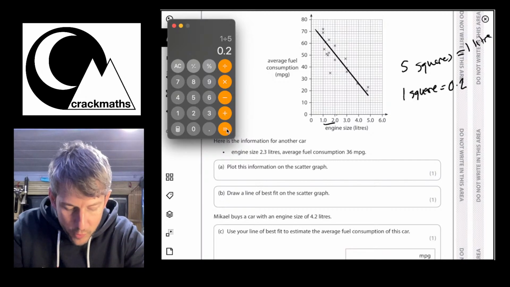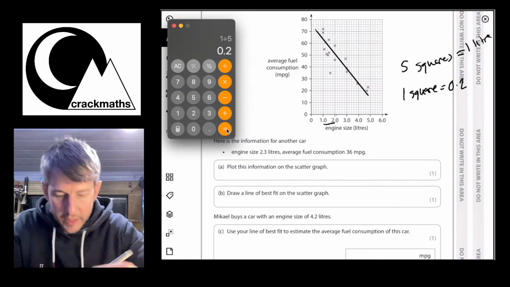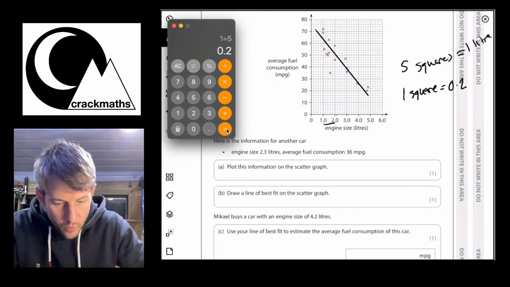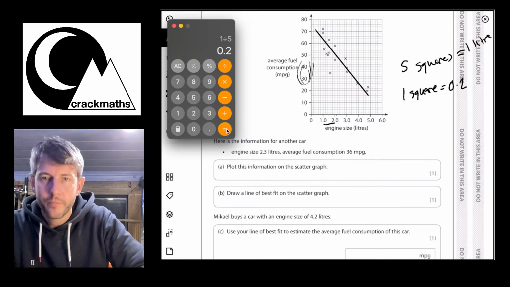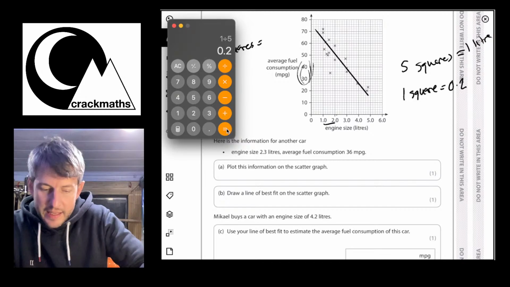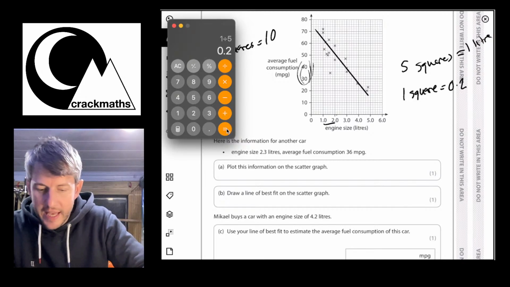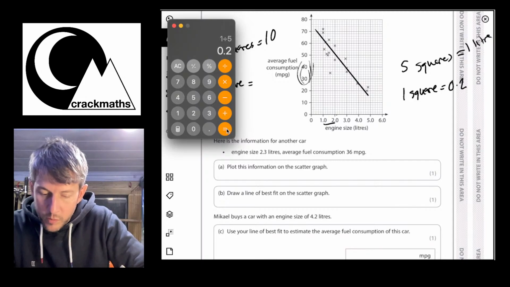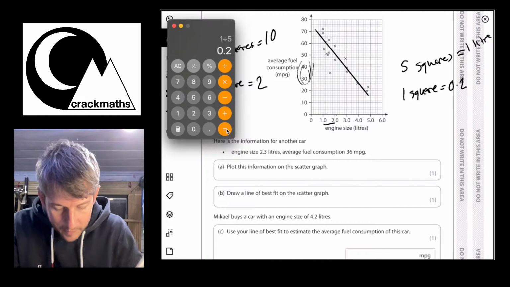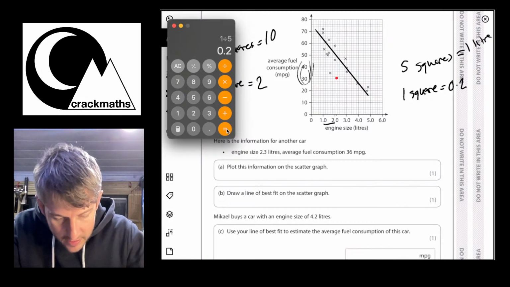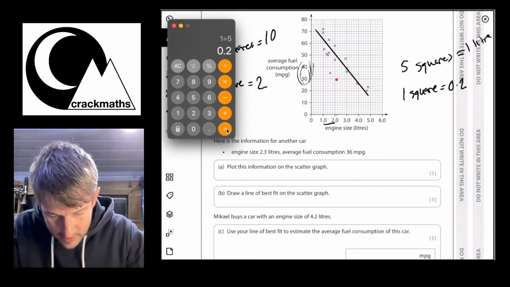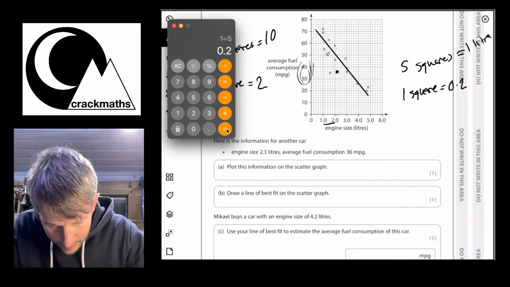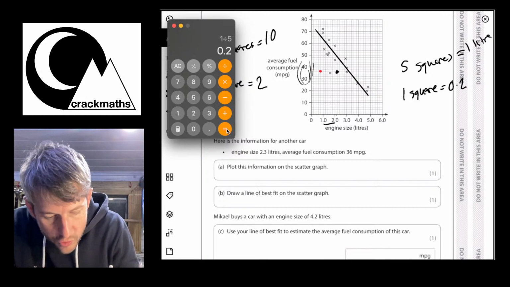Now it says here the fuel consumption is 36 miles per gallon, and again this time we've got 5 squares is 10, because this is going up in tens, so that's easier. So 1 square will equal 2, so each square is going up 2, so we're going to want to get to 30 and then go up 3 squares because 2, 4, 6. So here we go, we've got that there. So I'm going to draw over to here.